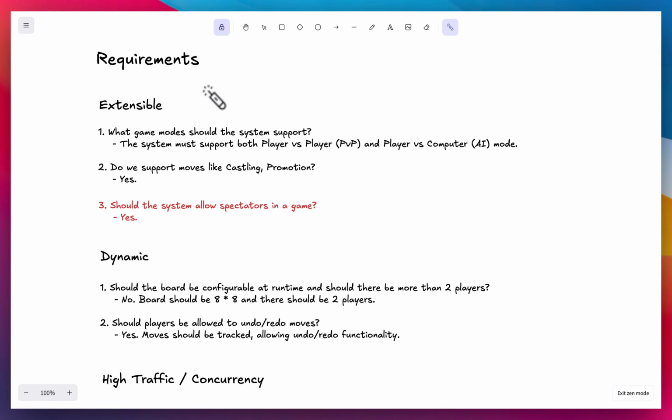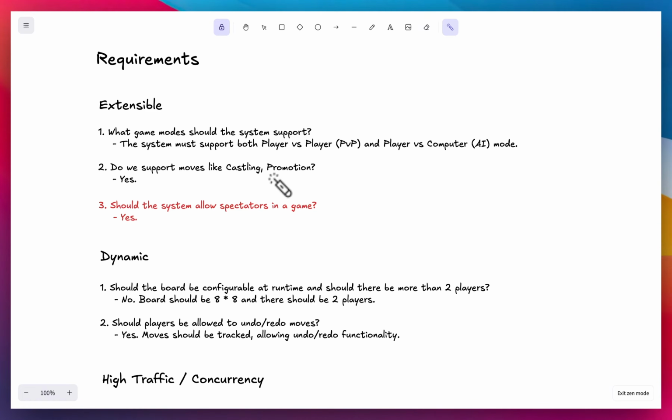These are the requirements, and I've already segregated the requirements into extensible, dynamic, and concurrency. So in the extensible category, these are the questions that you can ask the interviewer. The first one is, what game modes should the system support? So let's say the interviewer says that currently our system should support player versus player mode, but our system should be extensible so that in future I can add player versus computer and other such modes as well. Okay.